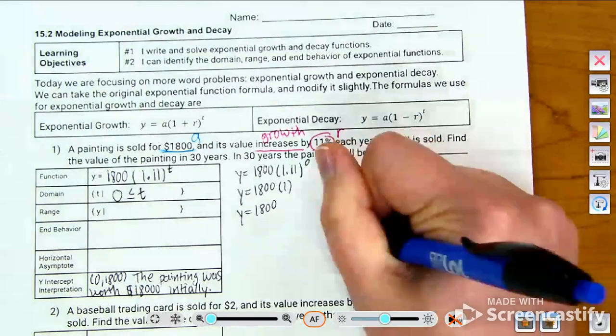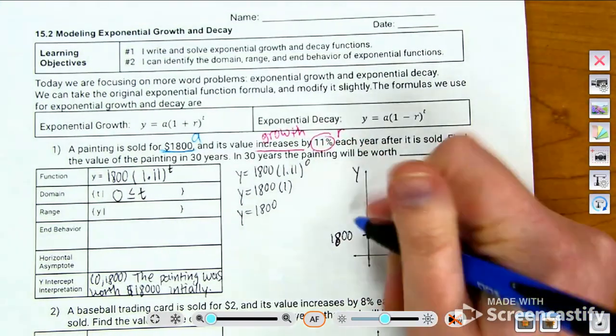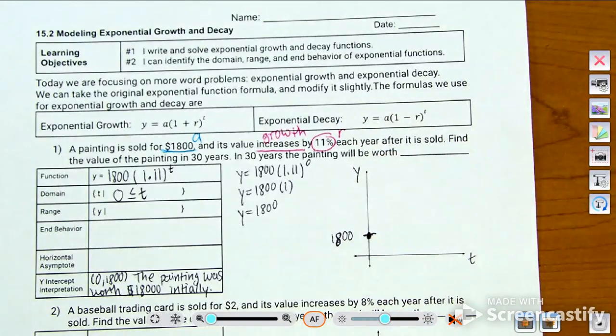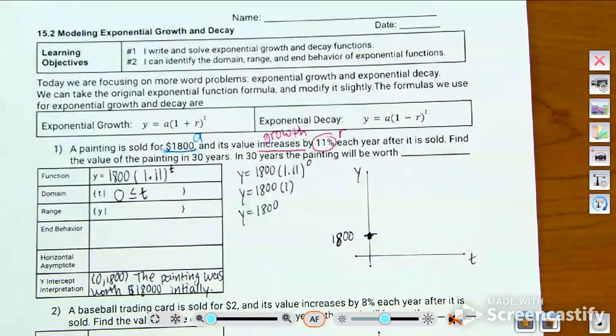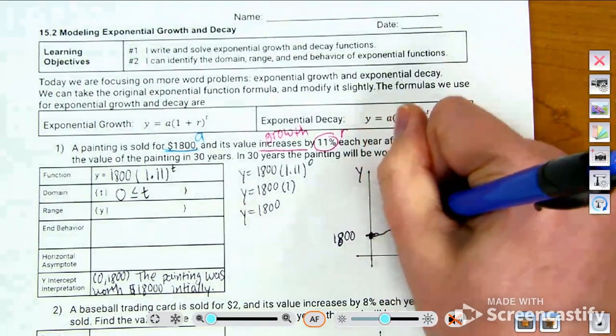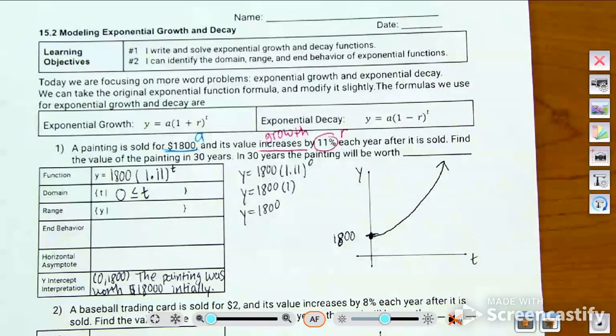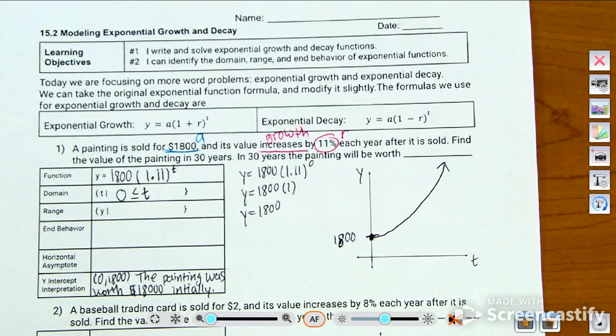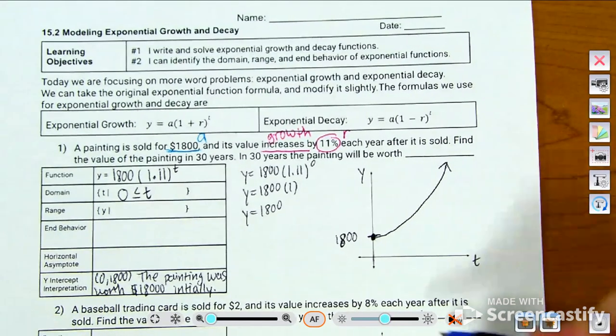So this way, when we're looking at the graph at this point, we can identify this coordinate point right here is at (0, 1,800). And our graph is just going to sort of curve up and to the right. We don't have enough information to know how steep it's going to look. We don't really care about that. We just want to identify that it is sloping up.